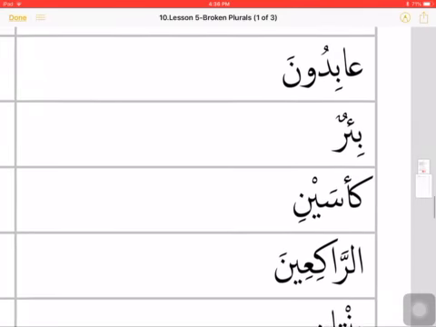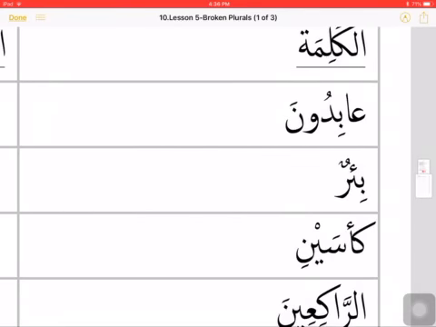For instance, in the first word, abiduna, does it have any of the 6 endings? My 6 endings are ani, aini, una, ina, atun, atin. Yes, I do see one of the endings, una. Now I have to remember this ending indicates what? It indicates that this is a plural form, sound masculine plural form. So the adad of abidun is jama.